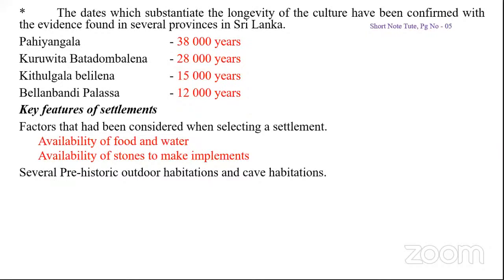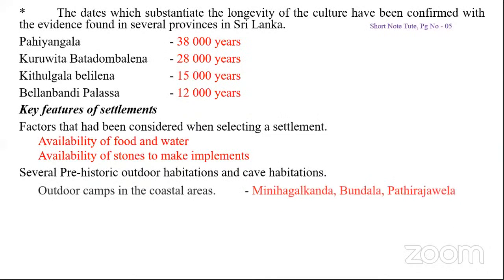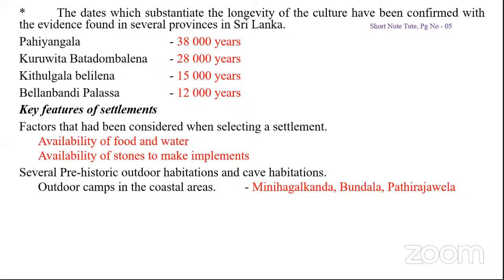In natural caves and outdoor habitations. In places where you can't live outdoors, they lived in caves. And in places where you can live outdoors, they made outdoor habitations. What are the 5 places? First one, outdoor camps in coastal areas. In coastal areas, you can't find caves. So they were living where? Outdoor camps. So what are the places where you will find outdoor camps in coastal areas? Miniha, Galkanda, Bundala, and Patirajavela. So those are the examples.